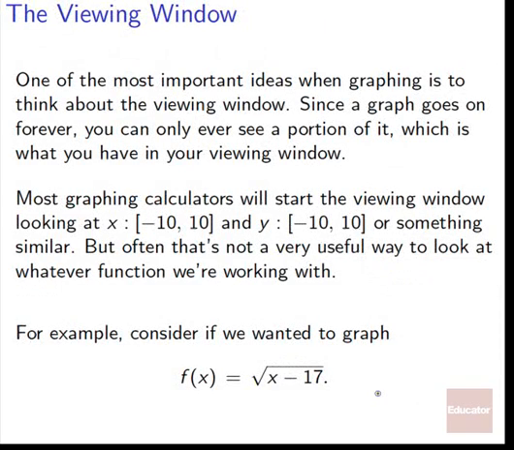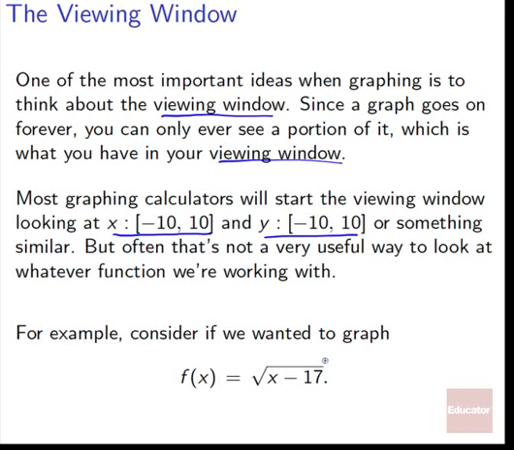The viewing window. One of the most important ideas when graphing is to think about the viewing window. Since a graph goes on forever, you can only ever see a portion of it, which is what you have in your viewing window. Your viewing window is the portion of the graph that you're seeing. Most graphing calculators will start the viewing window looking at x going from negative 10 to 10 and y going from negative 10 to 10, or something close to that. But often, that's not a very useful way to look at whatever function we're working with. It works well for a lot of functions, but it's not going to work for every single function.